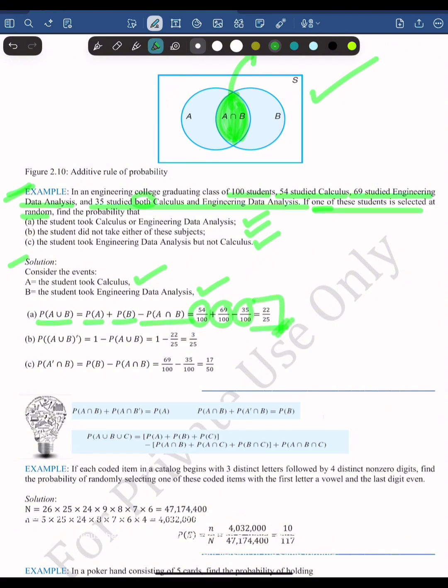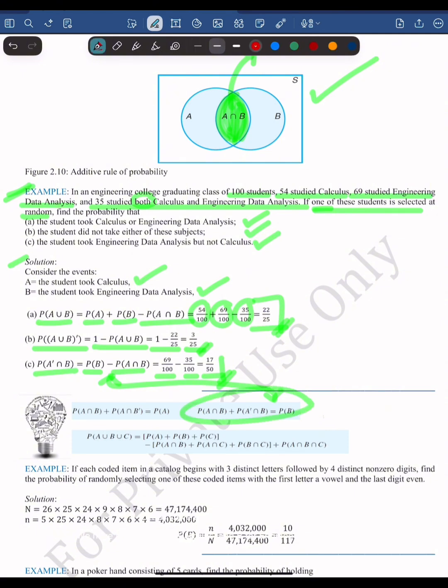Part B, the probability of the complement of A union B equals 1 minus the probability of A union B, which equals 1 minus 22 over 25, which equals 3 over 25. Part C, the probability of A complement intersection B equals the probability of B minus the probability of A intersection B, which equals 69 over 100 minus 35 over 100, which equals 17 over 50. Each part uses a different version of the same formula.